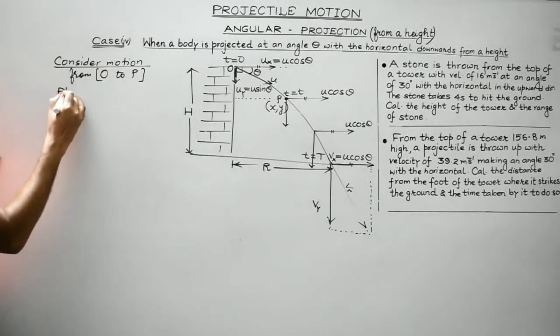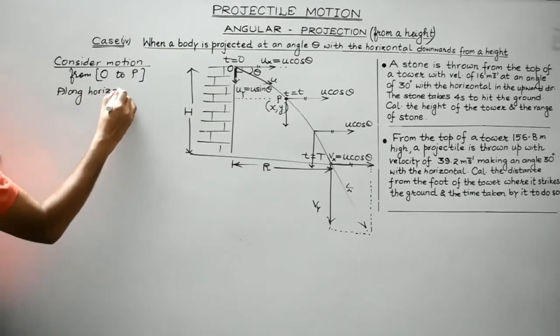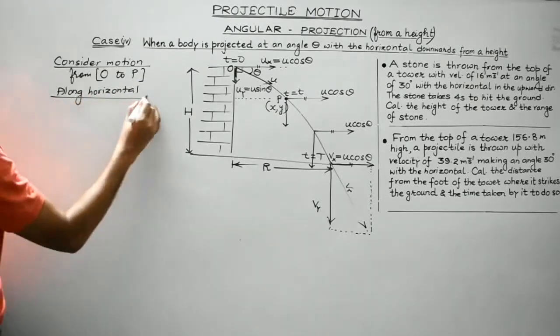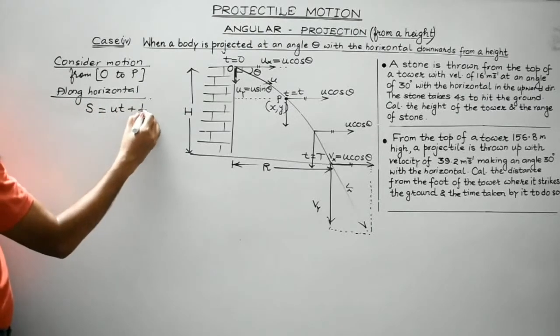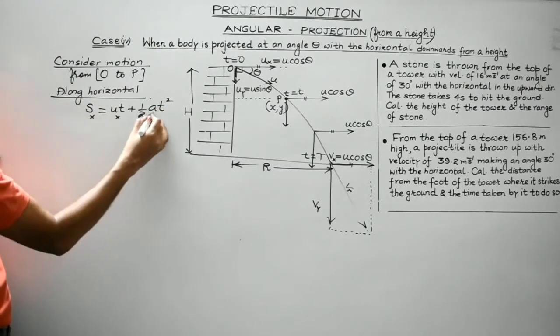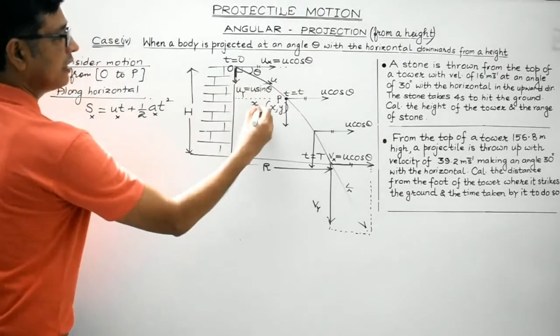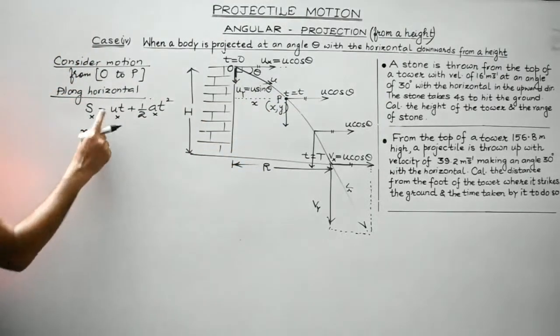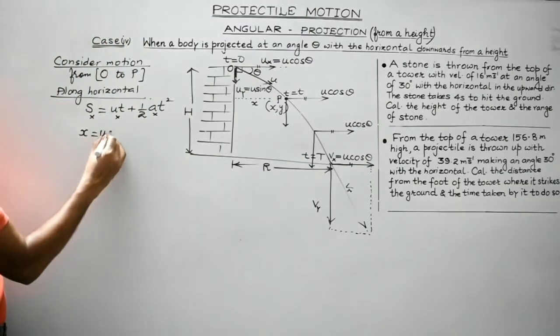Now let's consider motion along horizontal. Let's make use of the second equation of motion: s equals ut plus half at square. Along horizontal means along the x direction. Sx, in time t the horizontal distance covered, is x. Ux, the initial horizontal component of velocity, is u cos theta.